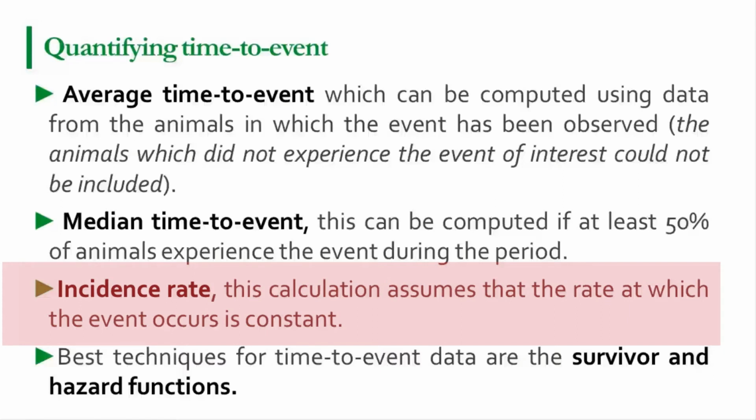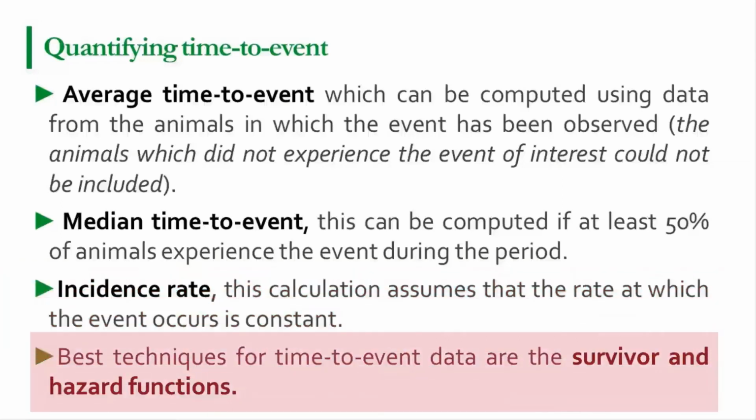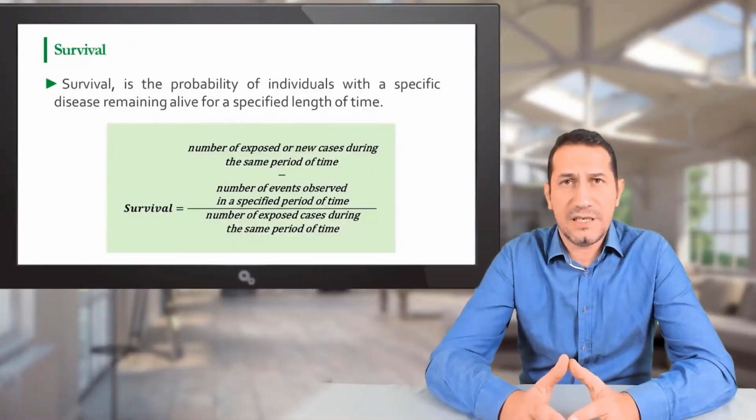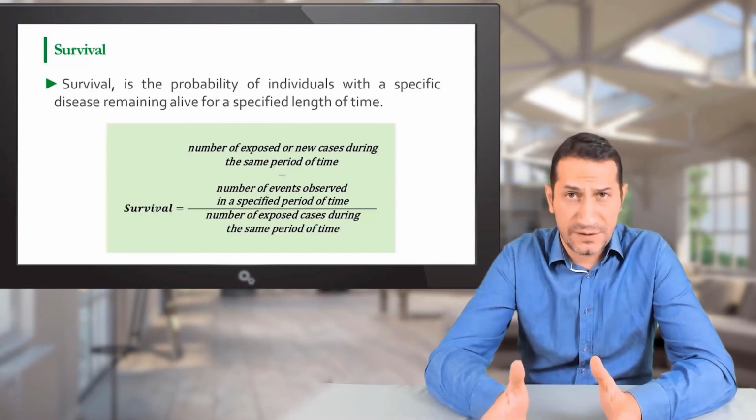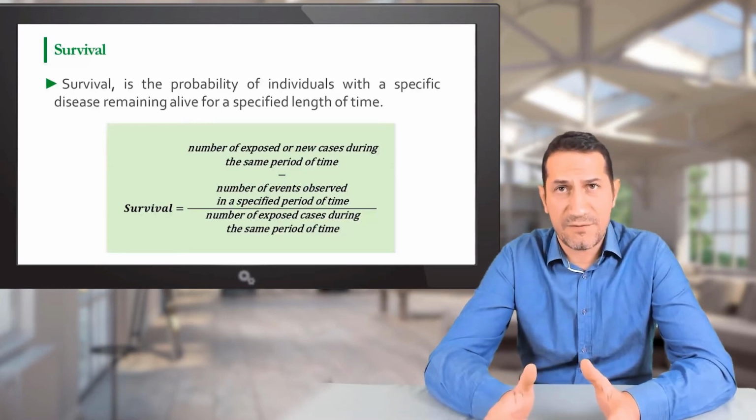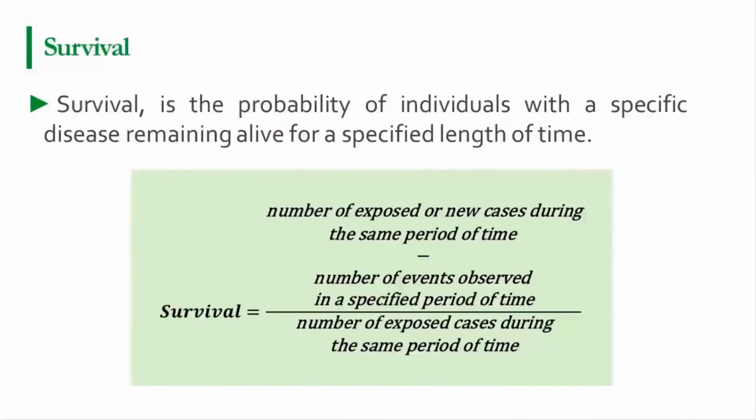The best methods to quantify time to event are the survivor and the hazard function. The survival is the probability of individuals with a specific disease or event of interest remaining alive for a specified length of time. In principle, survival is the complement of case fatality. Therefore, for a given period of observation, the sum of case fatality and survival should be equal to 1, or let's say 100%.